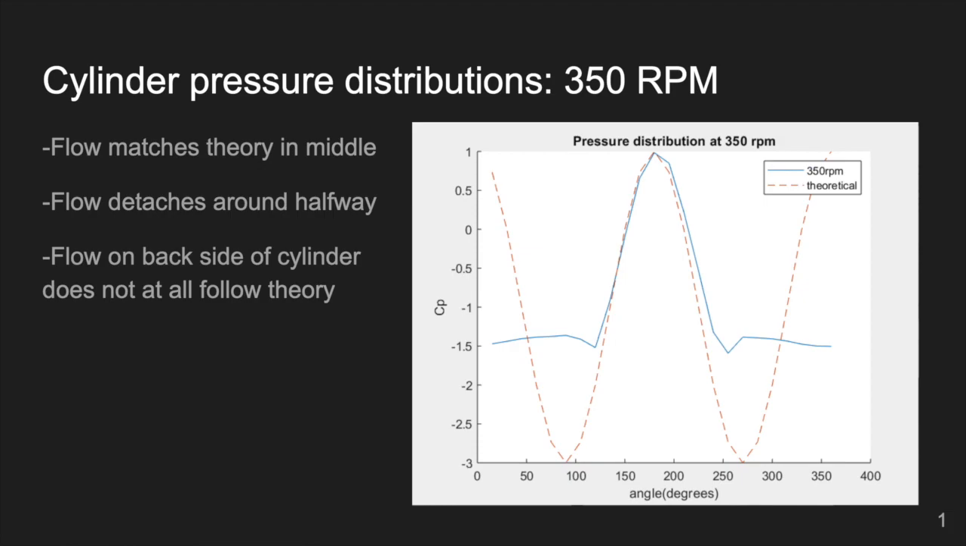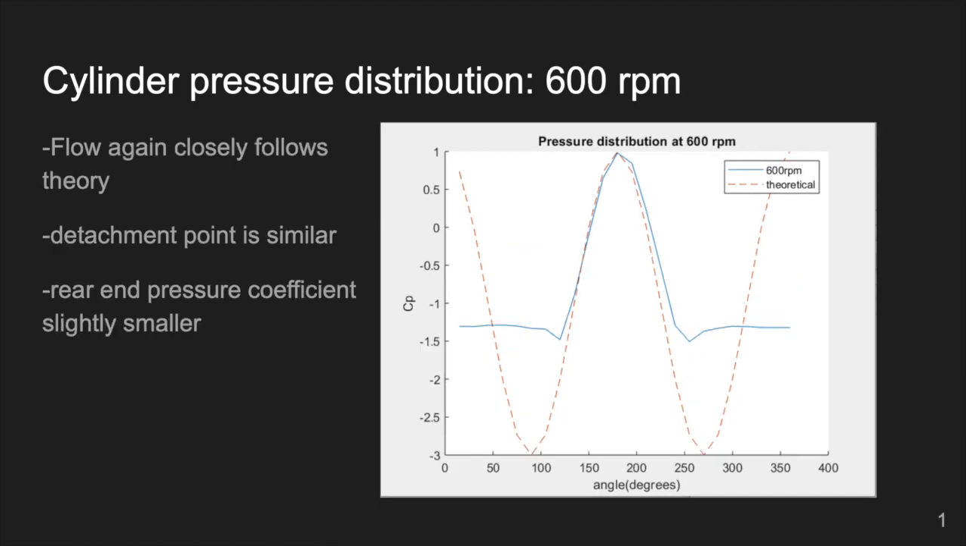The pressure coefficients recorded on the cylinder when running the wind tunnel at 350 RPM show that the flow matches the theoretical pressure distribution fairly closely in the center of the cylinder, but detaches about halfway around it. This is seen between the angles of 100-ish and 250-ish degrees, where the pressure distribution basically becomes flat instead of following the sine curve. At 600 RPM, the pressure distribution is fairly similar, in addition to the detachment point being in roughly the same place.